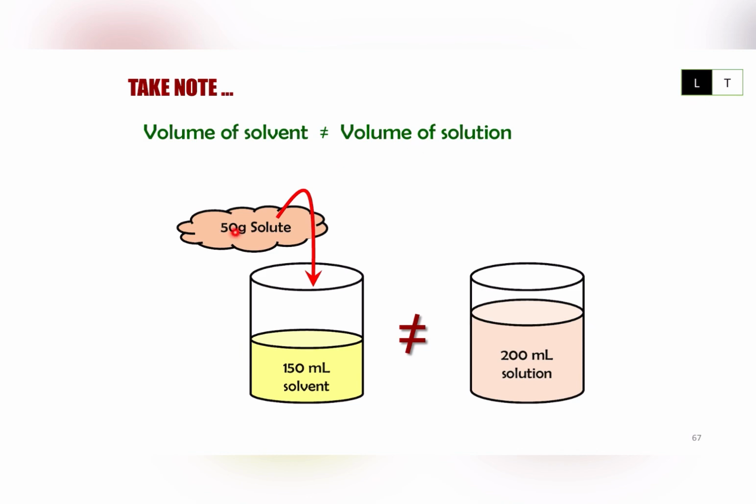So when you put 50 gram of solute into 150 ml of solvent, you cannot say that it will be 200 milliliter of solution. No, it is wrong. So I hope you are all clear with the information and summary based on the two concentration measurements that we've learned so far.